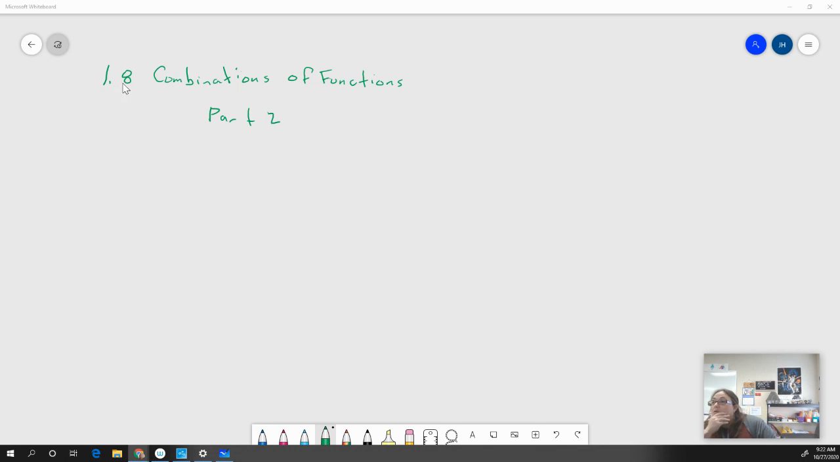So today we're doing part 2 of 1.8, which was combinations of functions. We got cut off a little bit early, and we missed talking about composition of functions, which is another type of combination, right? So what we've gone over is the regular things that we know.